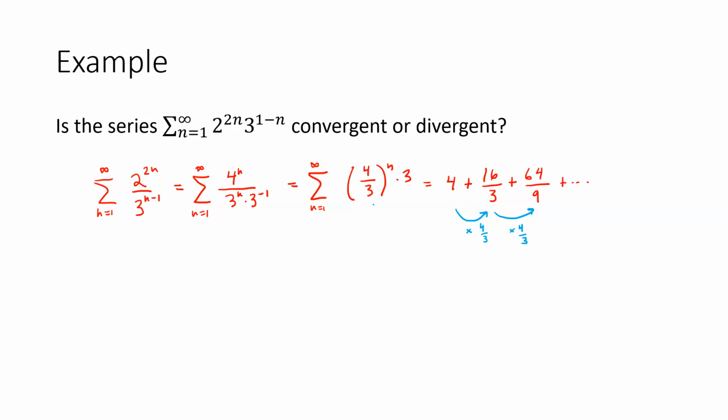So this series is written in the form where we can see this is your r, 4/3, the thing being raised to the power of n. Since the absolute value of r here is 4/3, which is greater than 1, that implies that the series is divergent. Since it's divergent, there is no sum. In other words, the terms of the series are going to keep getting bigger and bigger, and so the series will not converge to a finite value.